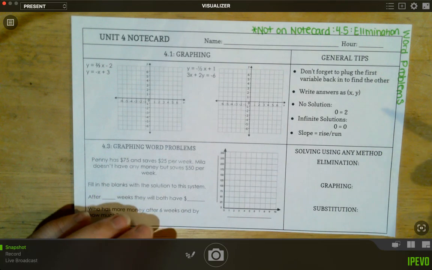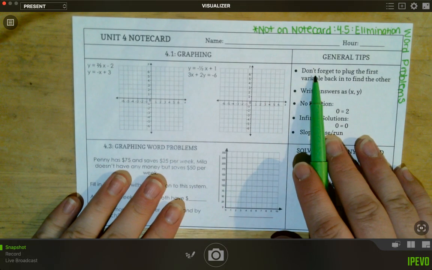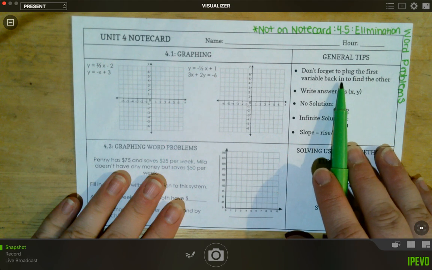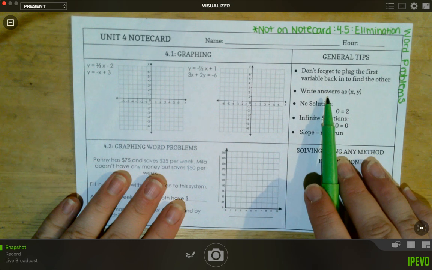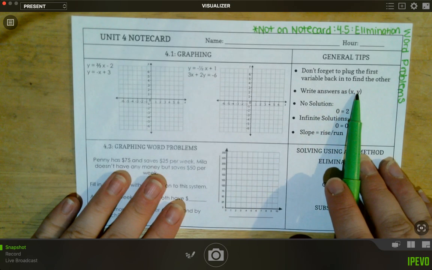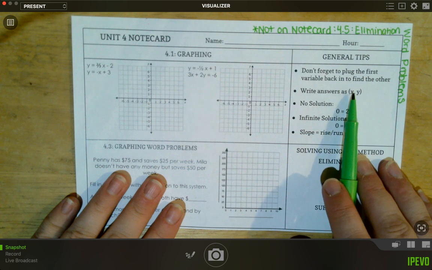So here are my tips to you. Don't forget to plug the first variable back in to find the other one. So you need to have two answers. I'm going to leave you guys space on your test to write your answers as x comma y. Remember that x needs to go first.